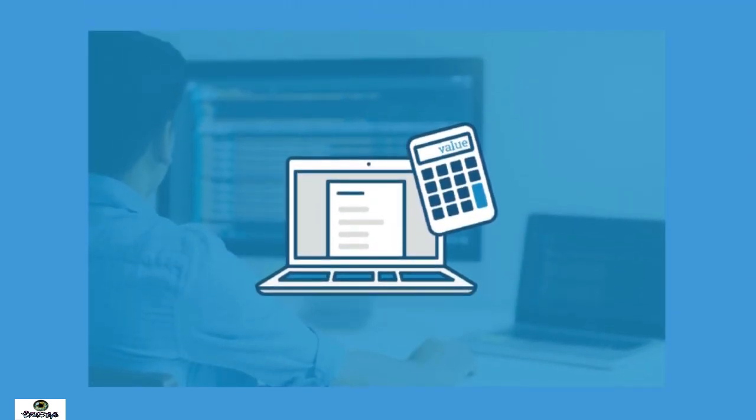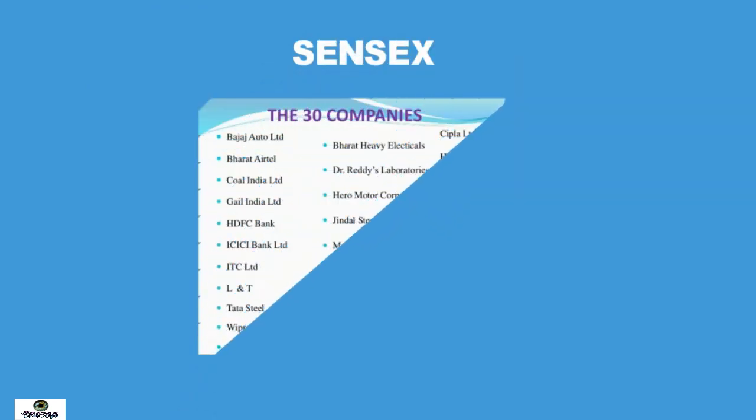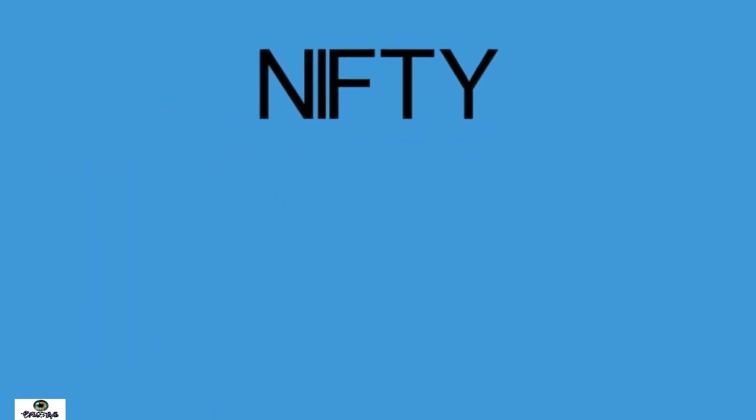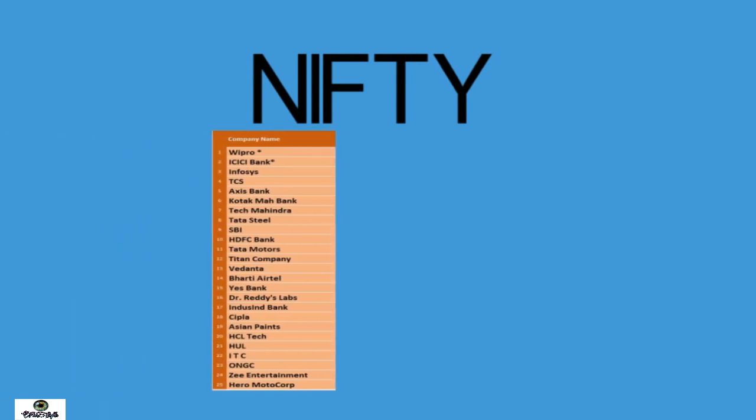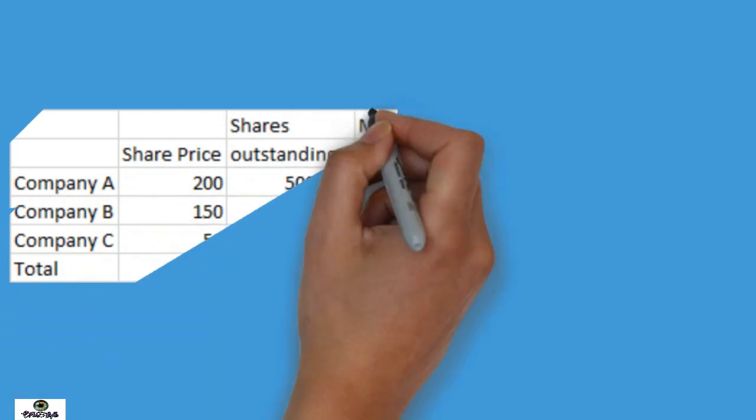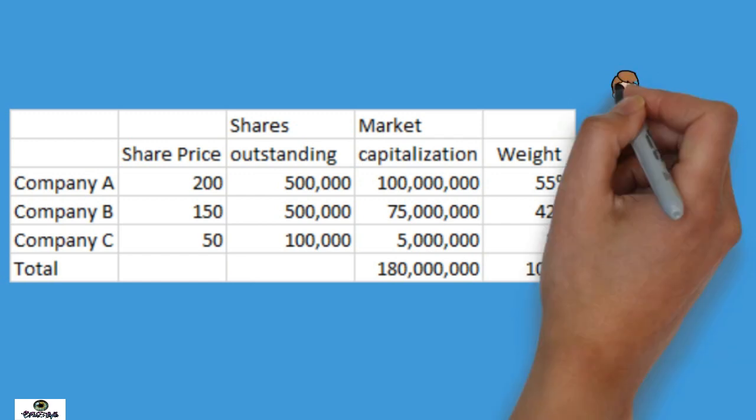Now coming to how the Sensex and Nifty are calculated. The Sensex is calculated taking into consideration stock prices of 30 different companies listed on BSE. In the same manner, the Nifty is calculated taking into consideration stock prices of 50 different companies listed on NSE. They both are calculated using the free float market capitalization method. Remember, this is one of the best methods for calculating the stock market index.